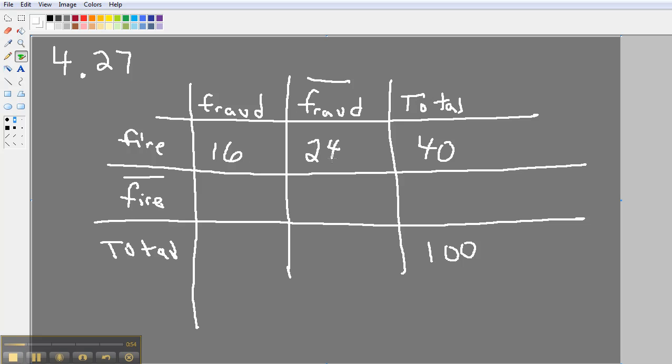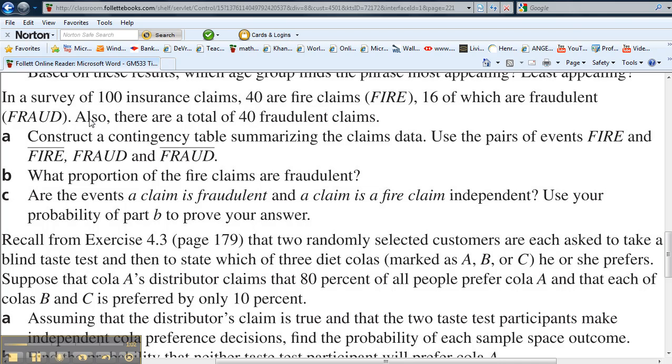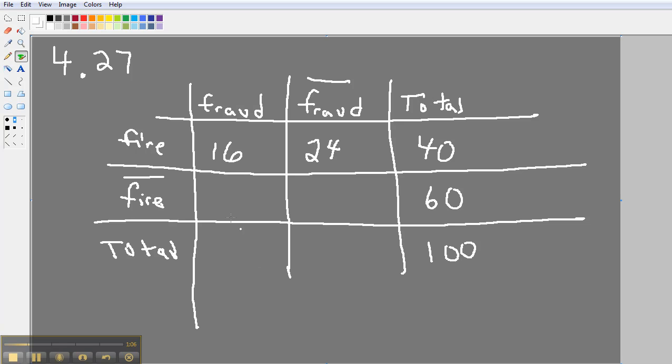We can fill in the missing values as well. Over here, this one's going to be 60. That's all we know so far. Also there are a total of 40 fraudulent claims. So fraudulent claims, there are 40.